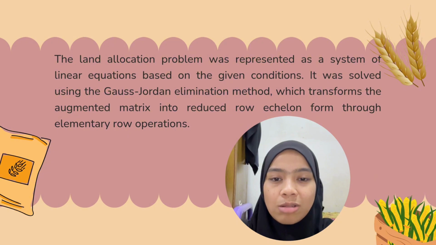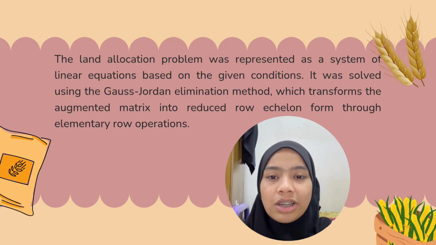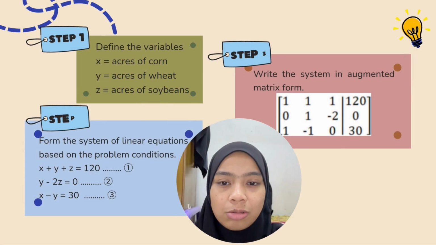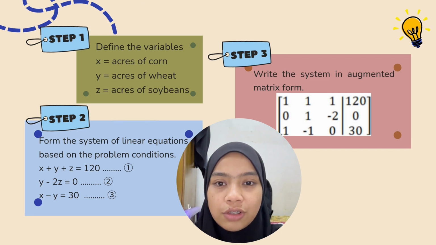Let's look at our methodology. The land allocation problem was represented as a system of linear equations based on the given conditions. It was solved using the Gauss-Jordan elimination method, which transformed the augmented matrix into reduced row echelon form through elementary row operations. For step 1, we need to define variables, where x is acres of corn, y is acres of wheat, and z is acres of soybeans.